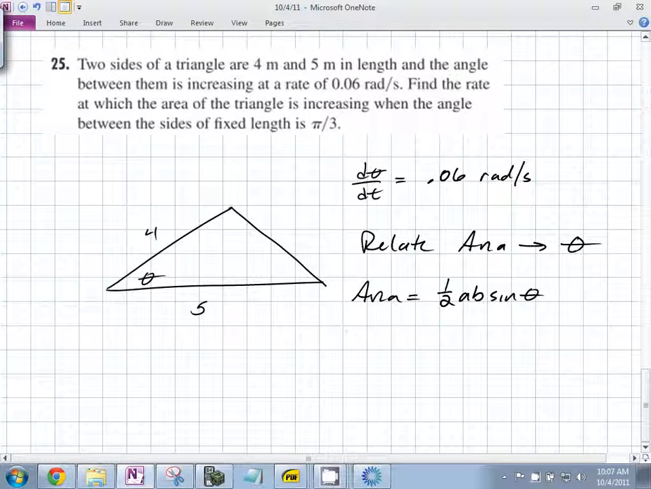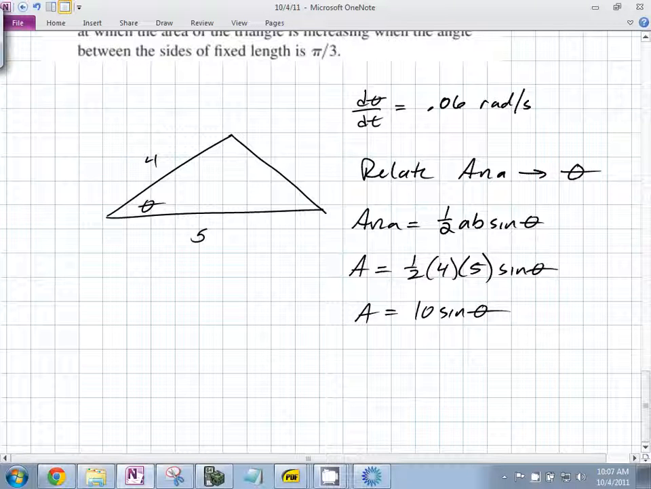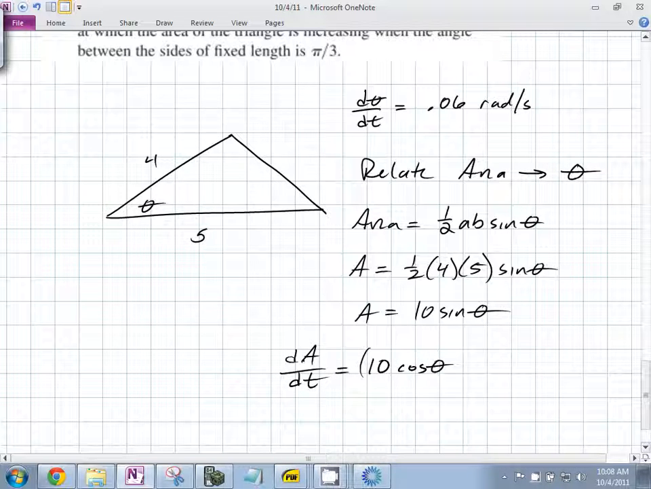Okay, so if that's true, in this case, what are A and B? 4 and 5. Yeah, so we know area is equal to 1/2 times 4 times 5 times sine theta. So area is going to be equal to 10 sine theta. Do you agree with that? Yep. So dA/dt is going to be equal to 10 cosine theta times what? d theta/dt.